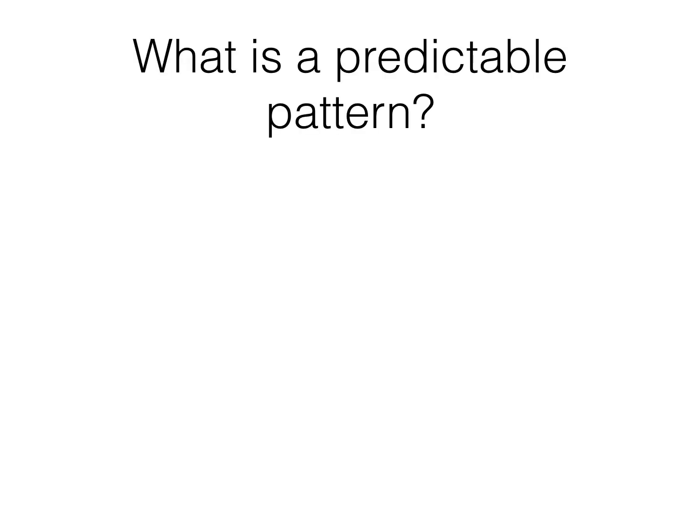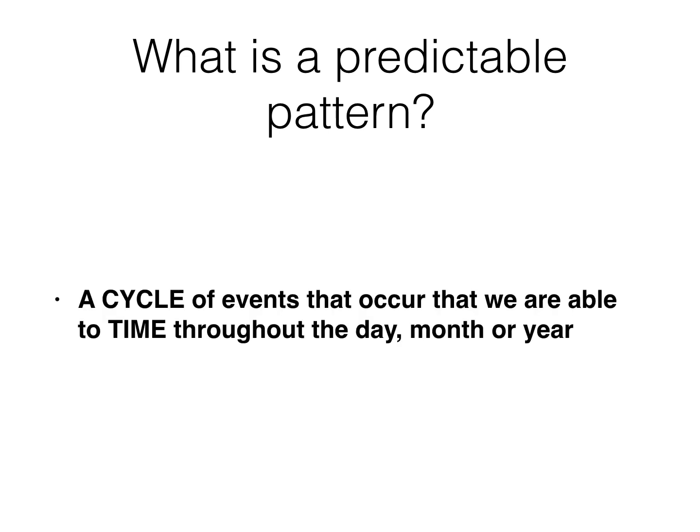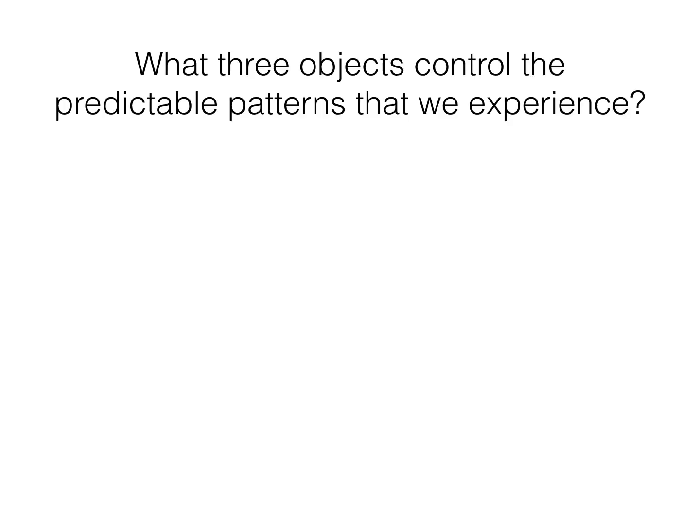First of all, we're going to define what a predictable pattern is. You're going to naively and jokingly want to answer this question with a pattern that's predictable. However, if you answer it that way, you're wrong. You have to say it the scientific way, which is a cycle of events that occur that we are able to time throughout the day, month, or year, and or could be years. Cycle is the same thing as a pattern, but it's a scientific word. So this is the definition I'll be looking for when you encounter this question in upcoming minors and majors.